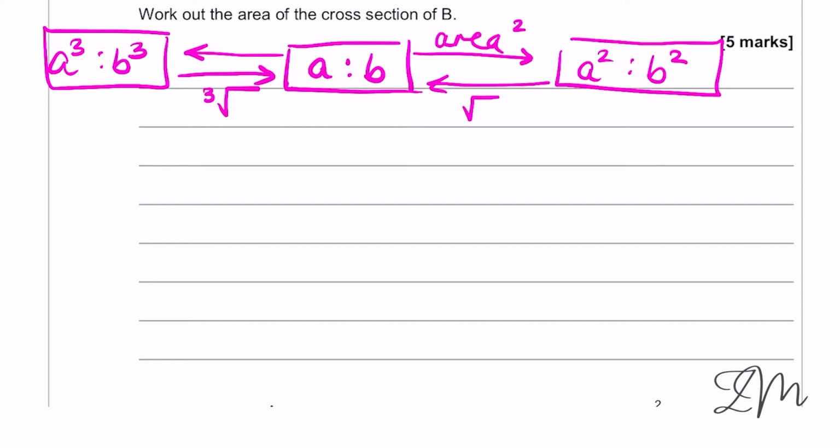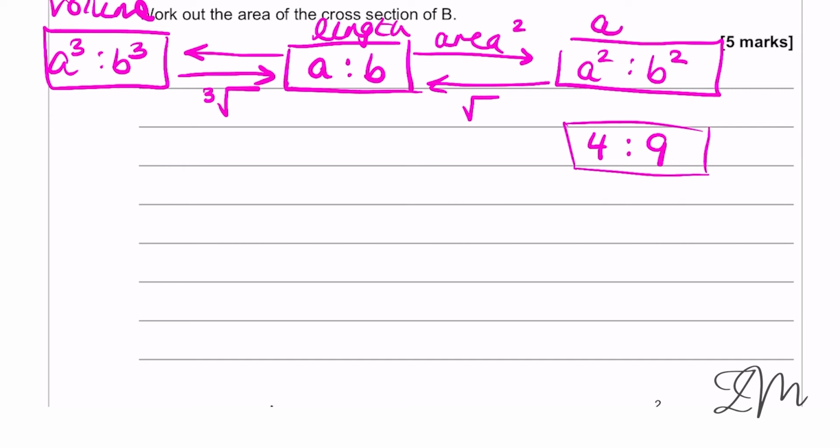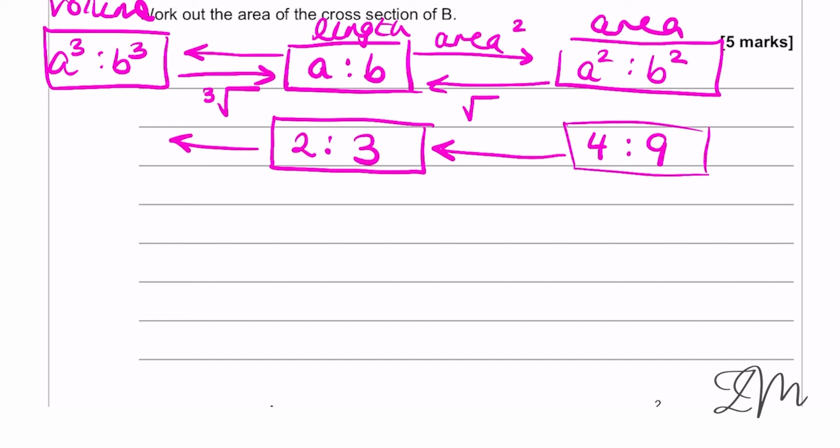Okay, so where are we now? We're given the area, we're told that's 4:9. So to go to the length, so this is the volume, and this is the area. If we wanted to figure out what the length is, we would have to take the cube root of both of them. Cube root of 4 is 2, and the cube root of 9 is 3. If we wanted to know the volume ratio, we'd have to cube it. So 2 cubed gives you 8, and 3 cubed gives you 27.